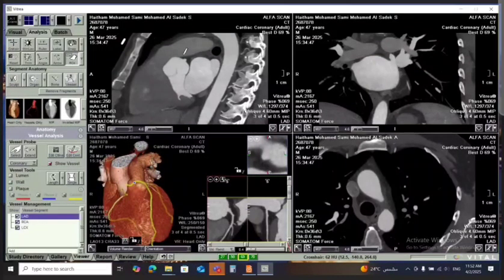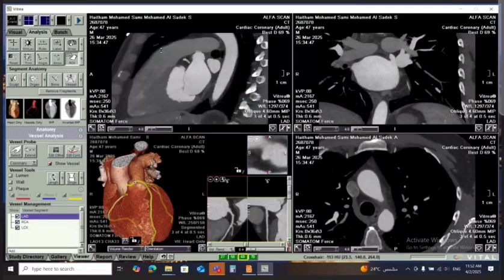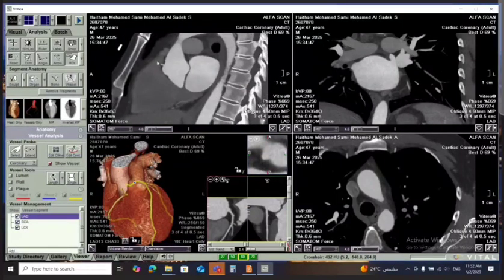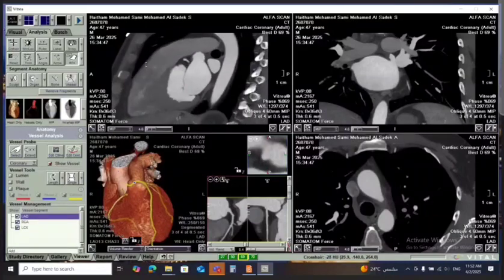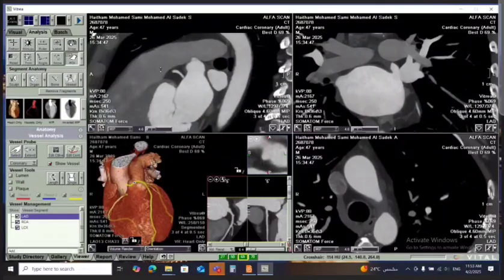This is the left main trunk, arises from the left coronary sinus. Here is the left coronary sinus, and this is the non-coronary sinus. When we go more anterior, this is the right coronary sinus. Okay, the left main trunk is a short trunk that bifurcates into left anterior descending and left circumflex artery.